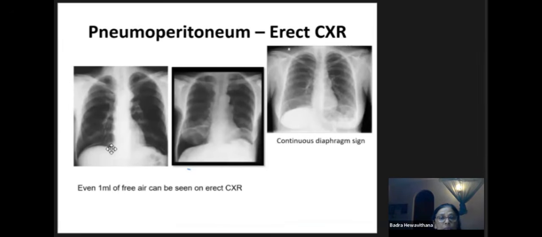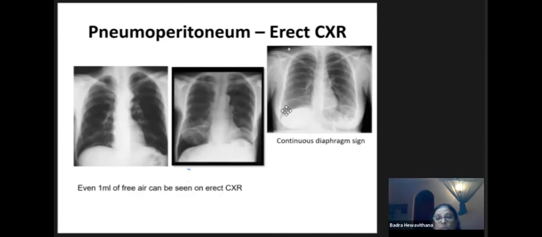So this is two cases with a little bit of soft diaphragmatic air. You can see a translucency. This one has a whole lot of gas. Anyone can diagnose this. But remember, even 1 ml of free air can be seen on an erect chest X-ray, not only on CT. Even a tiny amount of air you can see on an erect chest X-ray.